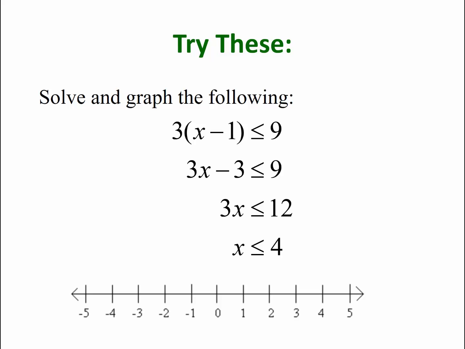On a number line, we would go to 4. It can equal 4, so therefore 4 is a solution. We would want a solid dot on 4, and then we want all numbers less than 4. So this is how we would solve it algebraically. Let's try it using the graphing calculator.